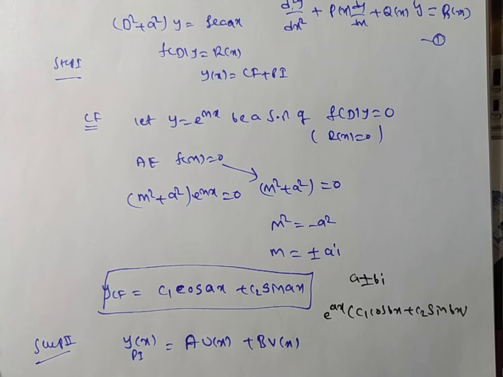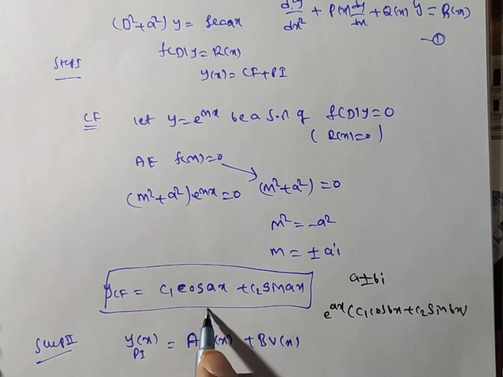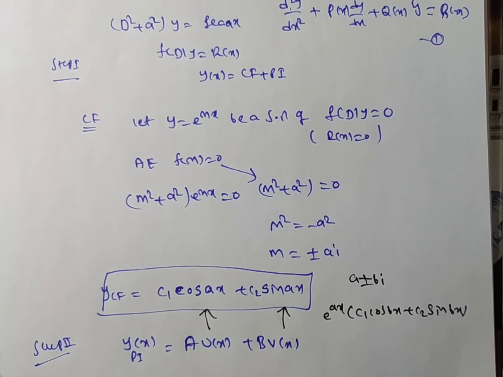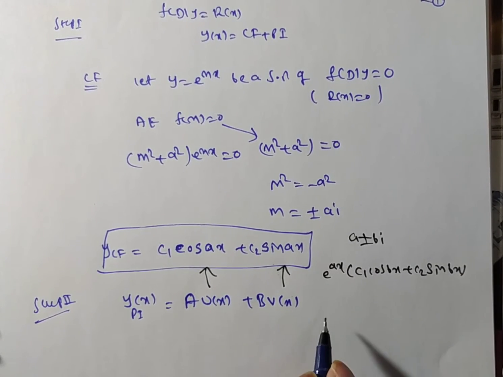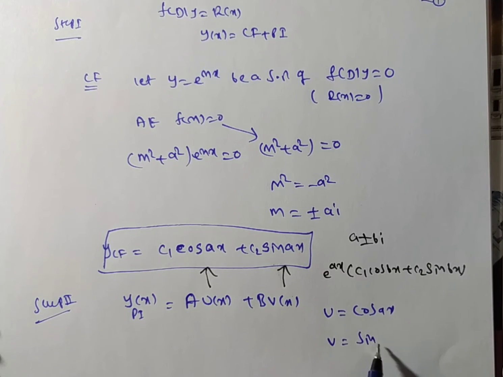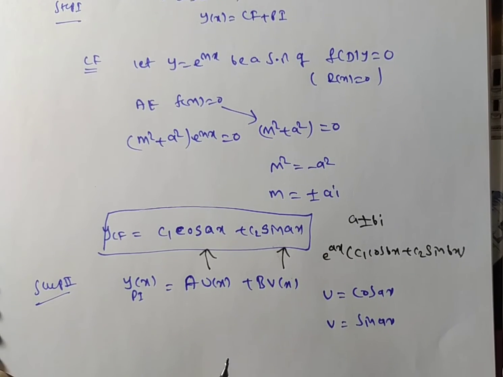What is u of x? u of x is nothing but this cos ax, c1 question. v of x is nothing but this sin ax. So now you see, u is equal to cos ax, v is equal to sin ax. Now what do we need to find now?